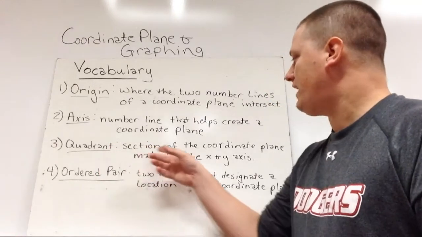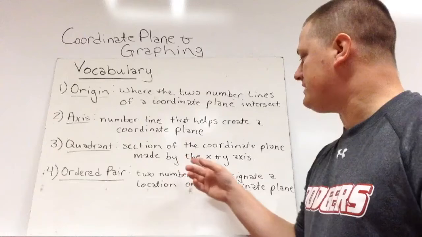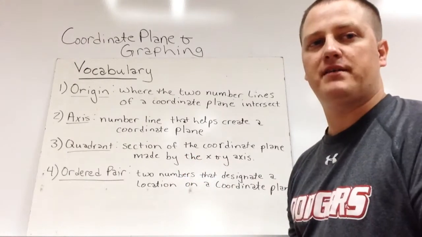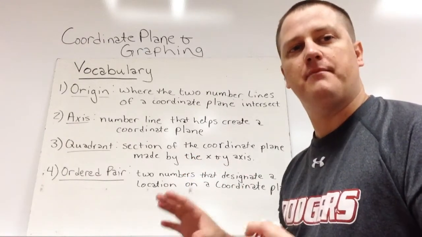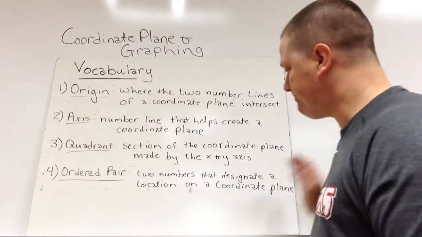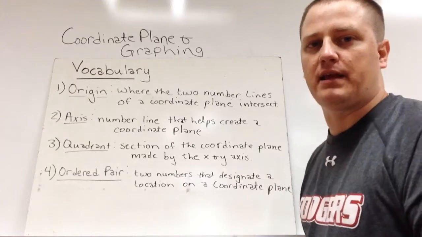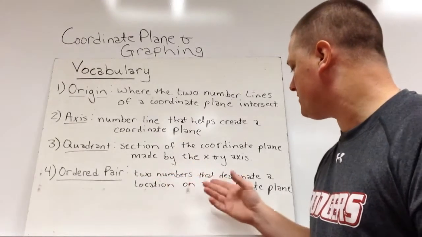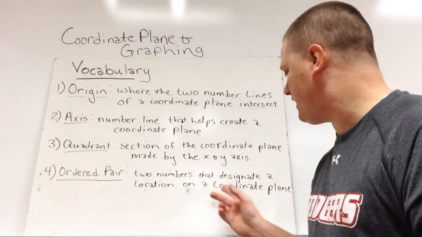Quadrant, section of a coordinate plane made by the x and y axis. So basically when these two lines cross, they make four areas. Those four areas are called quadrants. Lastly, an ordered pair, two numbers that designate a location on a coordinate plane.